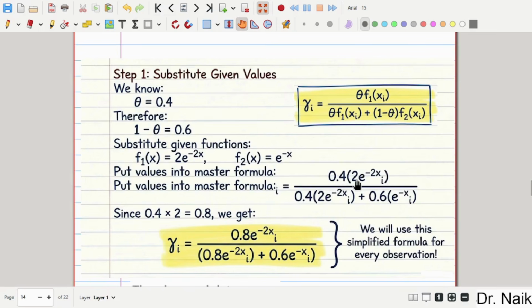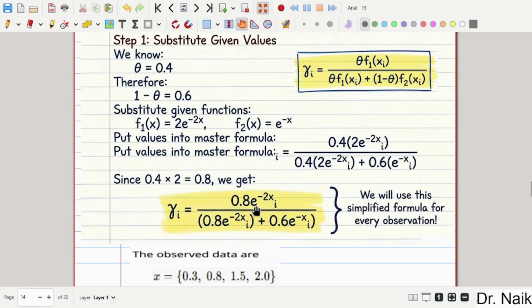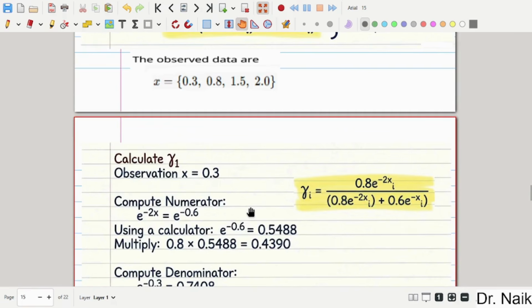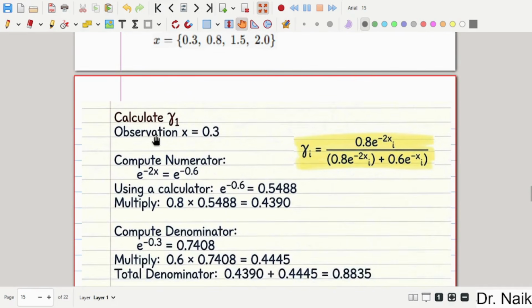0.4 into 2 means 0.8. So 0.8 e raised to minus 2xi divided by 0.8 e raised to minus 2xi plus 0.6 e raised to minus xi. The observed data points given are x equal to 0.3, 0.8, 1.5 and 2.0. Now substitute these values. Now calculate gamma 1. Gamma 1 means the data is 0.3.